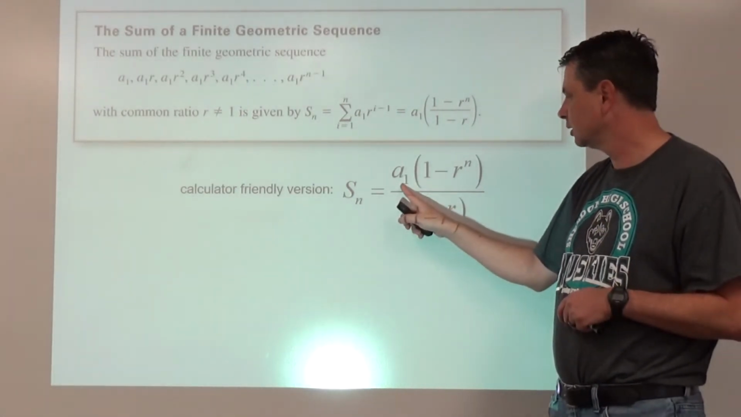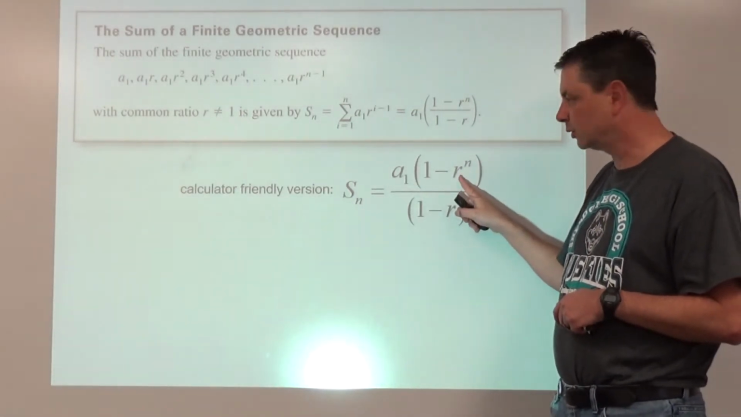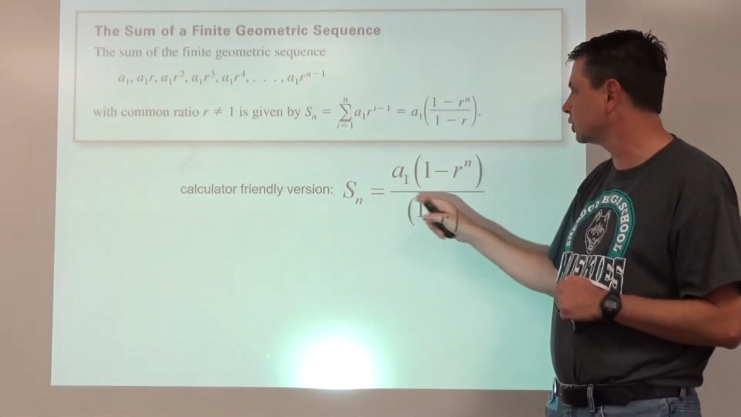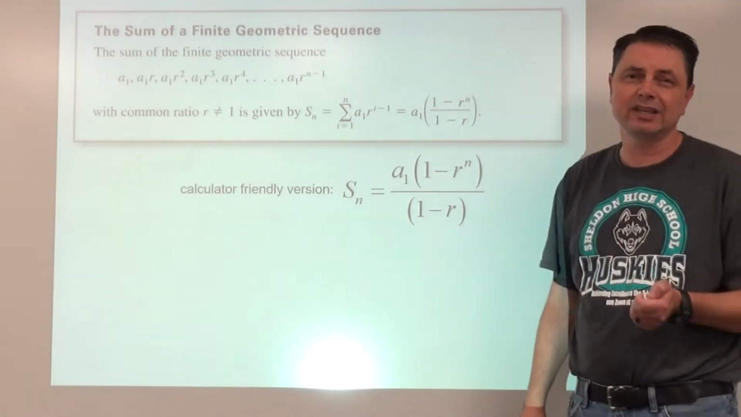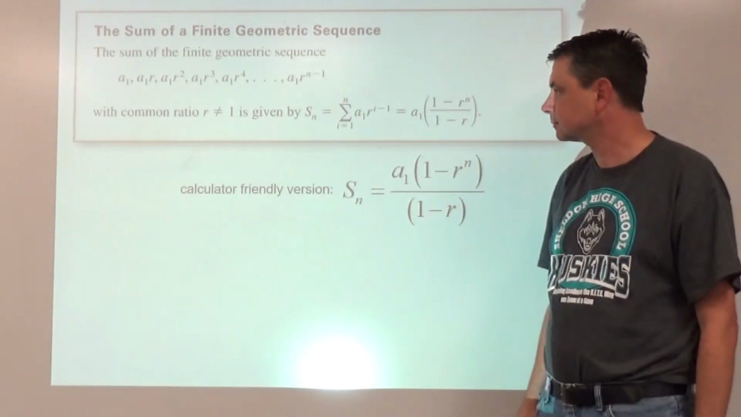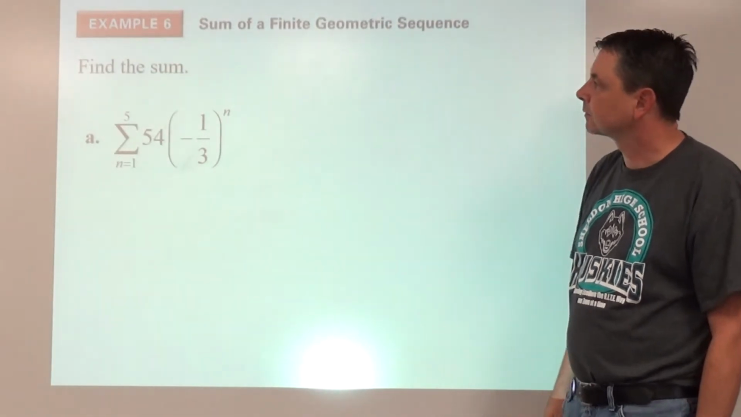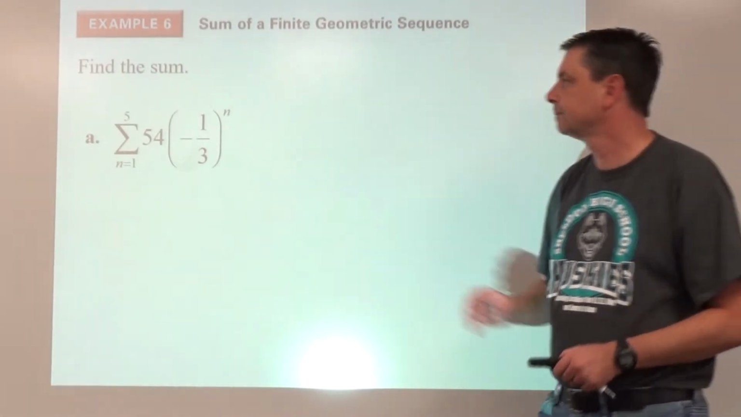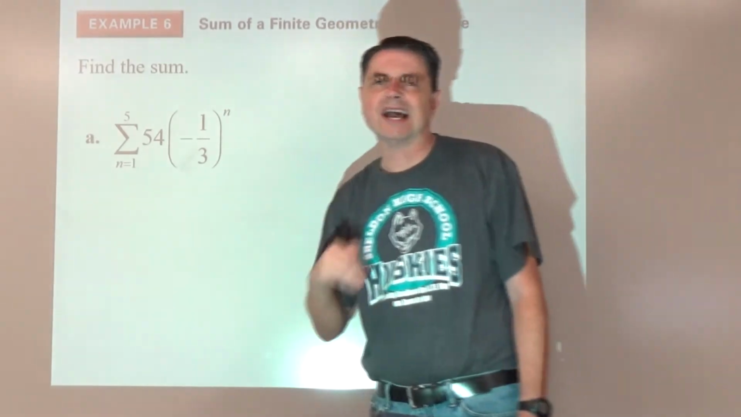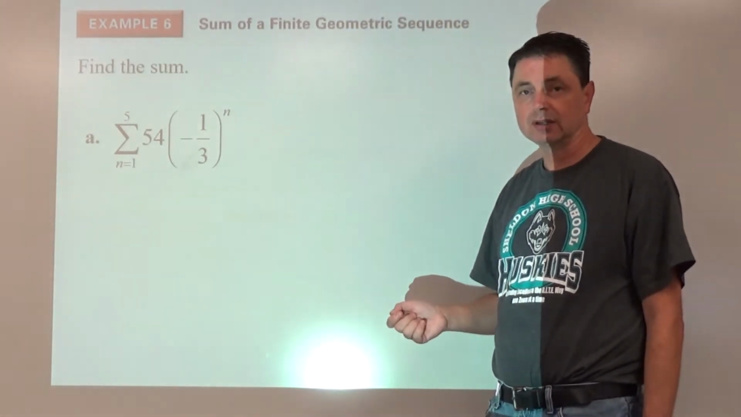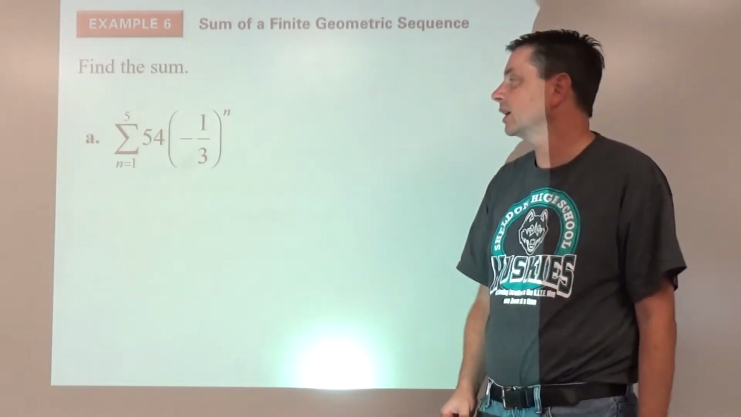First term and r. We don't need to know the last term this time. We just need to know how many terms. So first term, r, and how many terms are we adding? So find the sum, okay? Sigma notation.